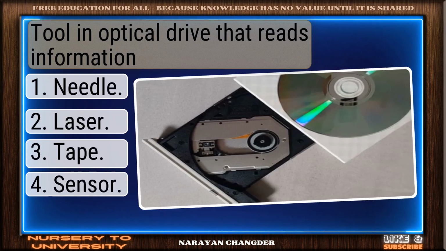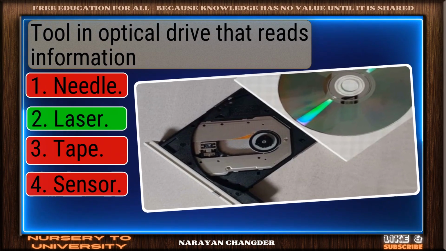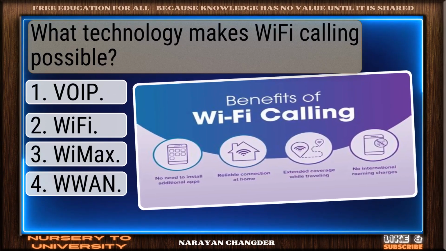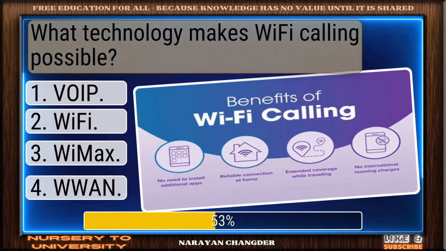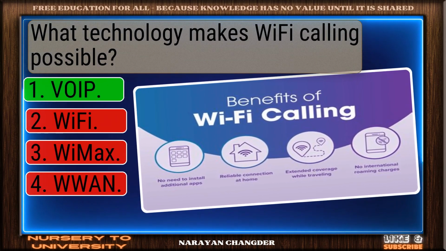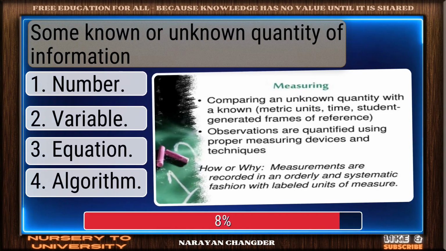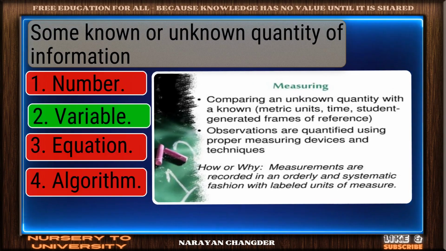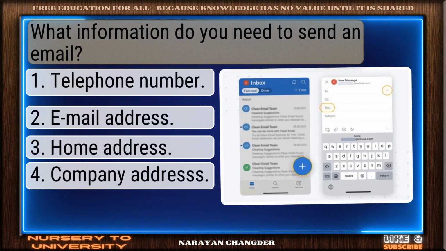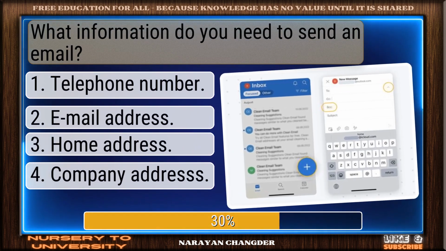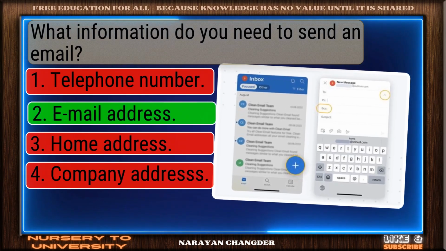Tool in optical drive that reads information. You chose laser. Correct. What technology makes Wi-Fi calling possible? Right choice. VoIP is best. Some known or unknown quantity of information. Bravo. Variable is the answer. What information do you need to send an email? Right again. Email address is valid.